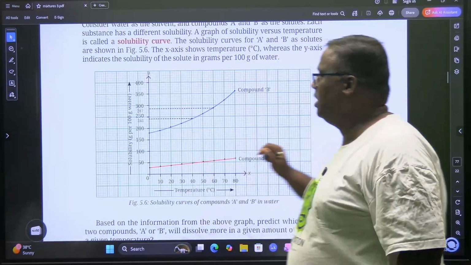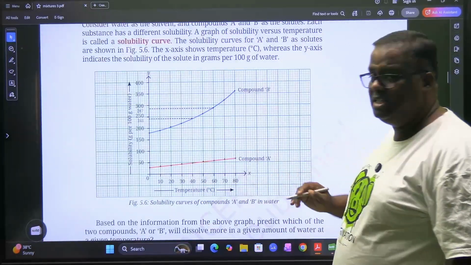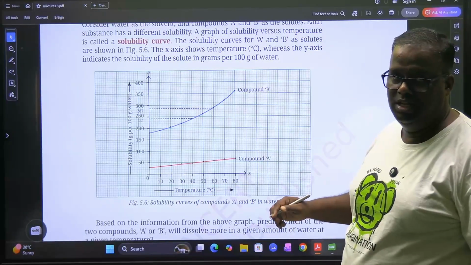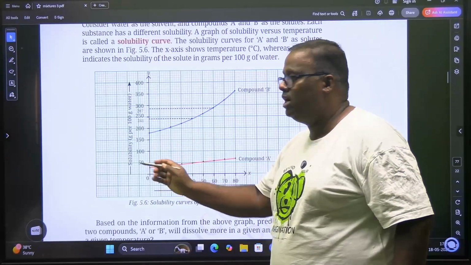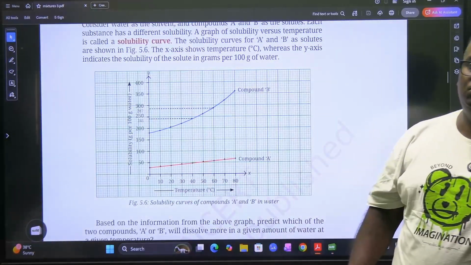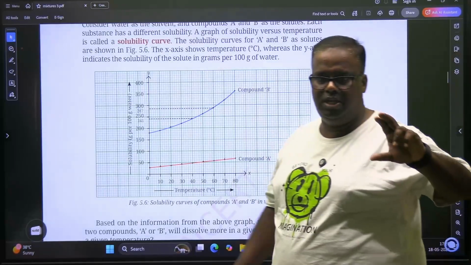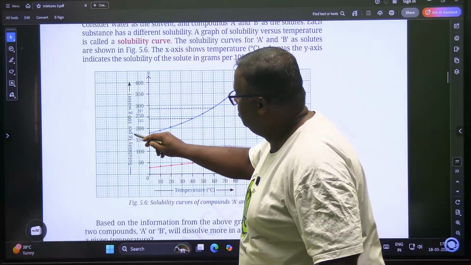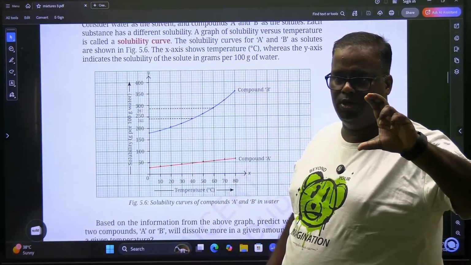So this is a curve, and I'm dead sure such sort of questions will come, okay? Let's understand the curve first. Whatever is written is not that important for you. Try to understand the curve. On the y-axis, we are trying to measure how much solute you can dissolve, and how this curve is made. We have taken a beaker and we have taken 100 grams of water. So they have said solubility in grams per 100 grams of water.